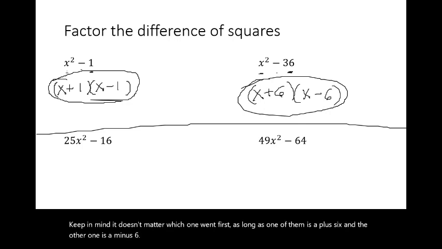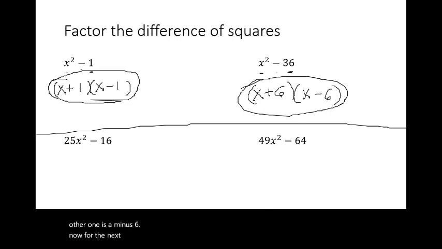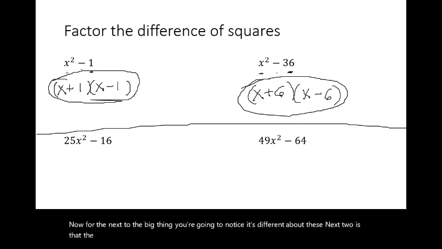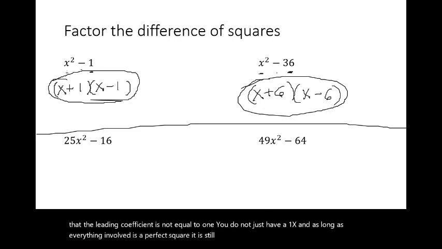Now for the next two, the big thing you're going to notice that's different about these next two is that the leading coefficient is not equal to 1. You do not just have a 1x squared. And as long as everything involved is a perfect square, it is still technically considered a difference of squares and can still be factored the same way.